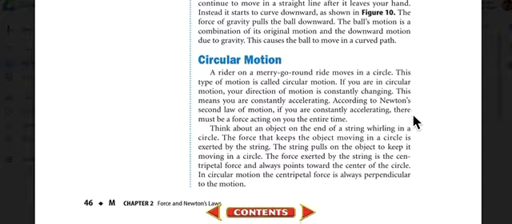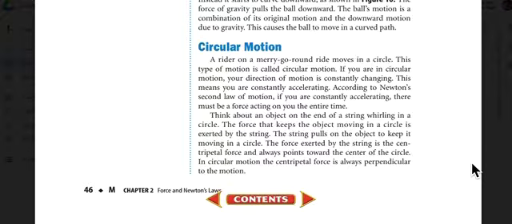Circular motion. A rider on a merry-go-round moves in a circle. This type of motion is called circular motion. If you are in circular motion, your direction of motion is constantly changing. This means you are constantly accelerating. According to Newton's second law of motion, if you are constantly accelerating, there must be a force acting on you the entire time.